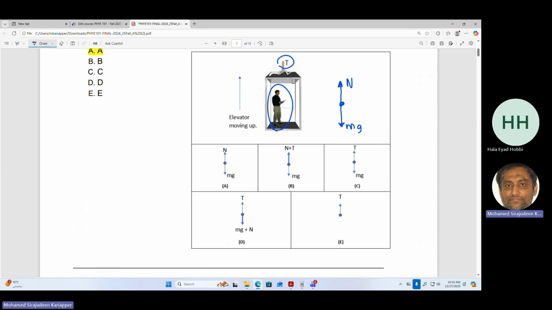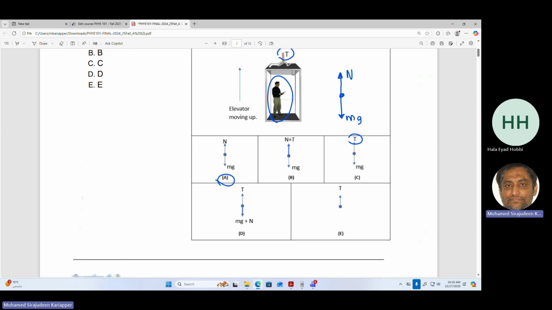A. Yeah. What is wrong with the C? C, it is not the N, but it's the tension. So that is wrong. Good. So let's go to the next question.